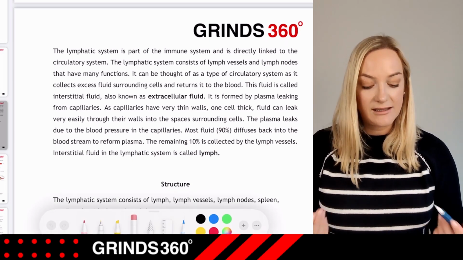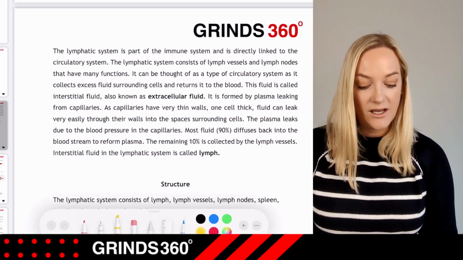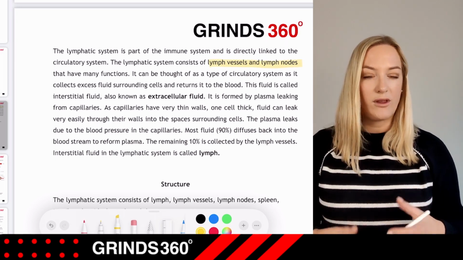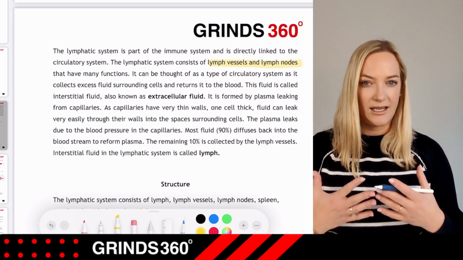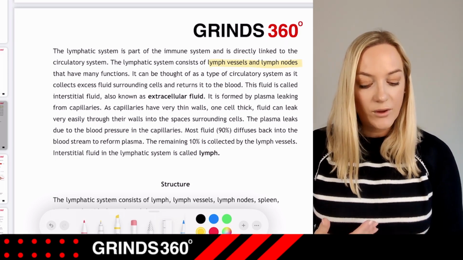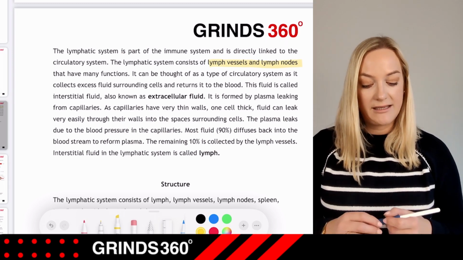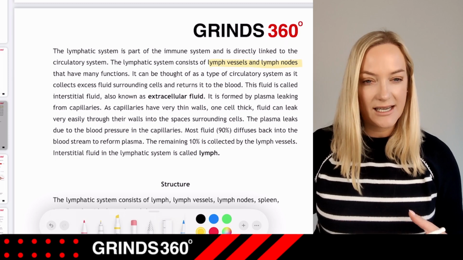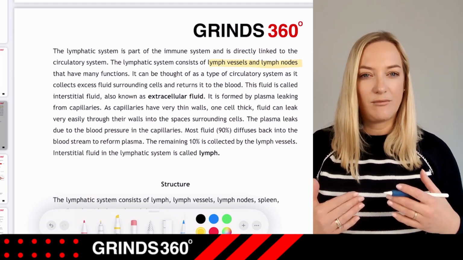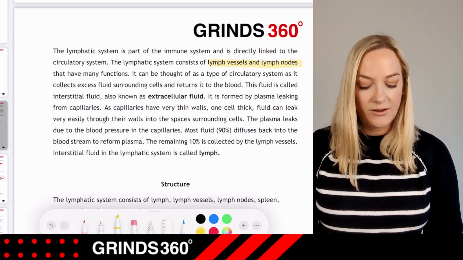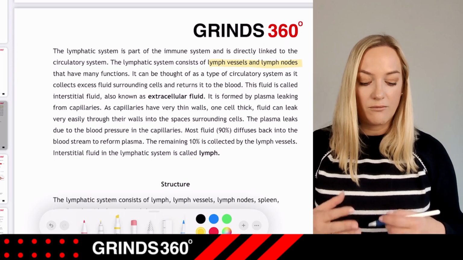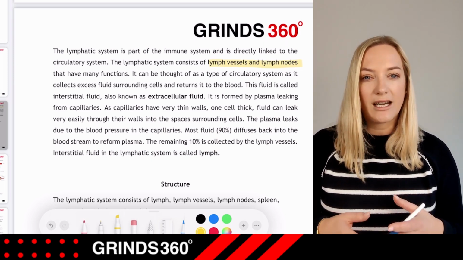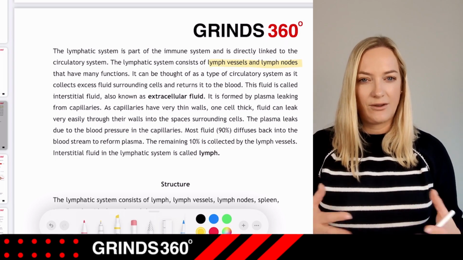So the lymphatic system, what does it consist of? It consists of lymph vessels and lymph nodes, and they both have many functions, which we'll look at in this chapter. It can be thought of as a type of circulatory system as it collects excess fluid that's surrounding the cells, and then it will return that back to the blood. This fluid is called interstitial fluid, or mostly known as extracellular fluid. So we're going to look at what is in this fluid and how this fluid is formed.